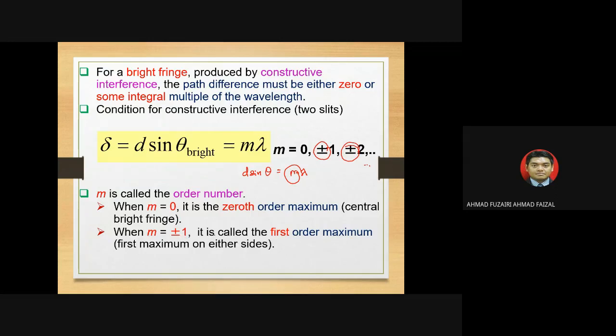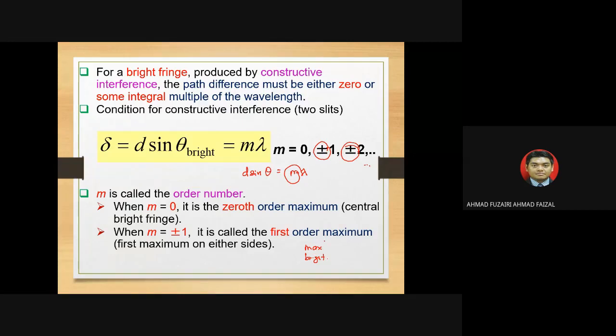When m is plus and minus 1, it is called the first order maximum. Okay, a lot of terms that will be used inside the question. For example, maximum is also considered to be bright fringe, and of course the bright fringe shows constructive interference.